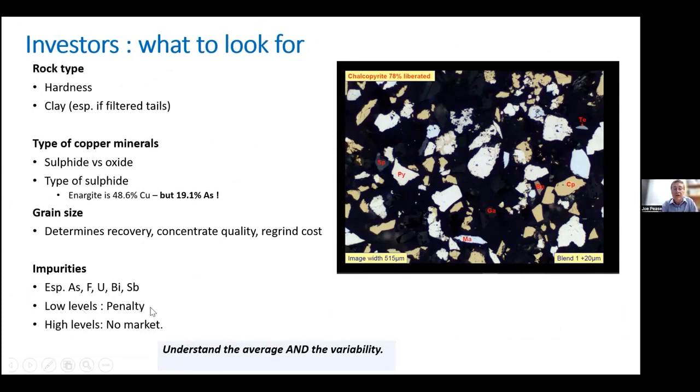In low levels, and I know this would have been talked about yesterday, in low levels that will cause penalties. You can live with the concentrate penalties. But at high levels, you may not be able to market them at all. Or you may not be able to transport them. So for example, if uranium is over too high a level, and it is often associated with copper deposits, not at an economic level, but enough to deem that concentrate as a radioactive material. If it's deemed as a radioactive material, you're in a world of pain in transporting and processing the concentrate. So, like everything in minerals processing, it's not so much about the average, though the average is important, but it's also about the variability.